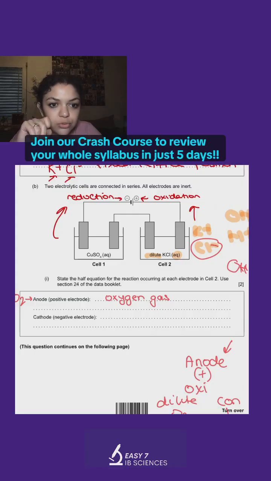How is the halogen CO2? No, the halogen is Cl minus. Did I write CO2?